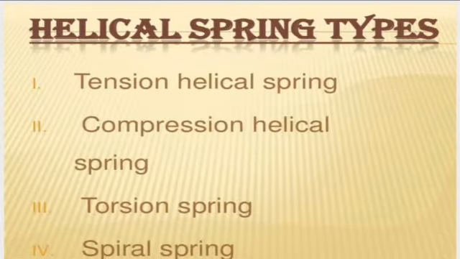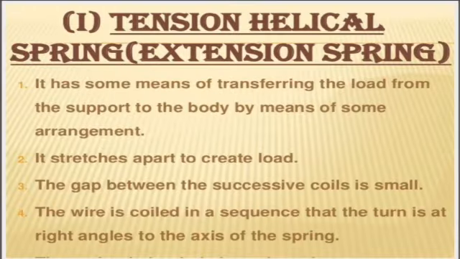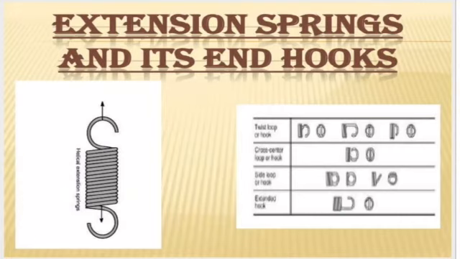Helical spring types: tension helical spring, compression helical spring, torsion spring, spiral spring. Tension helical spring, also called extension spring. It has some means of transferring the load from support to the body by means of some arrangement. It stretches apart to create load. The gap between the successive coils is small. The wire is coiled in a sequence such that the turn is at right angles to the axis of the spring. Tension springs and their hooks are explained in this figure.